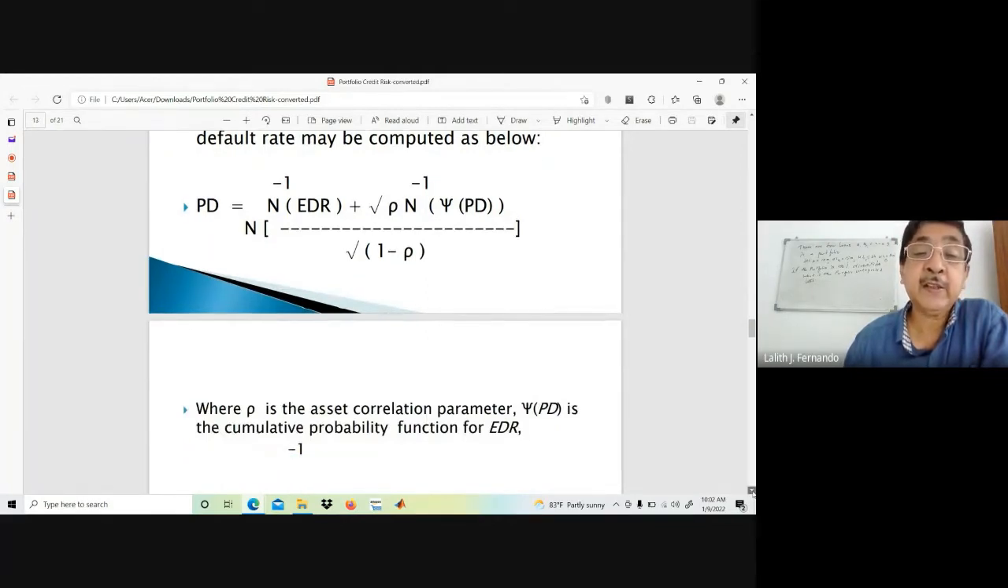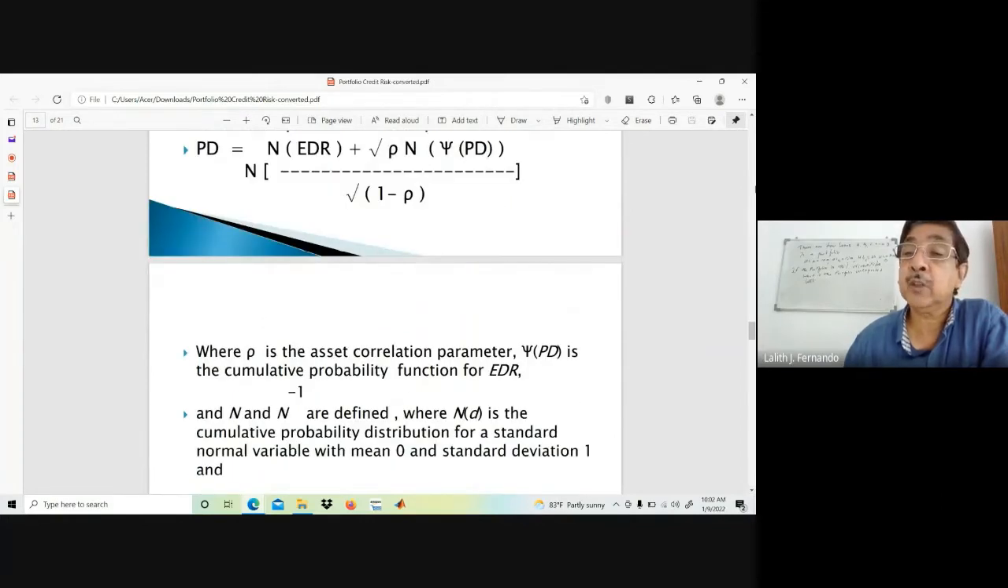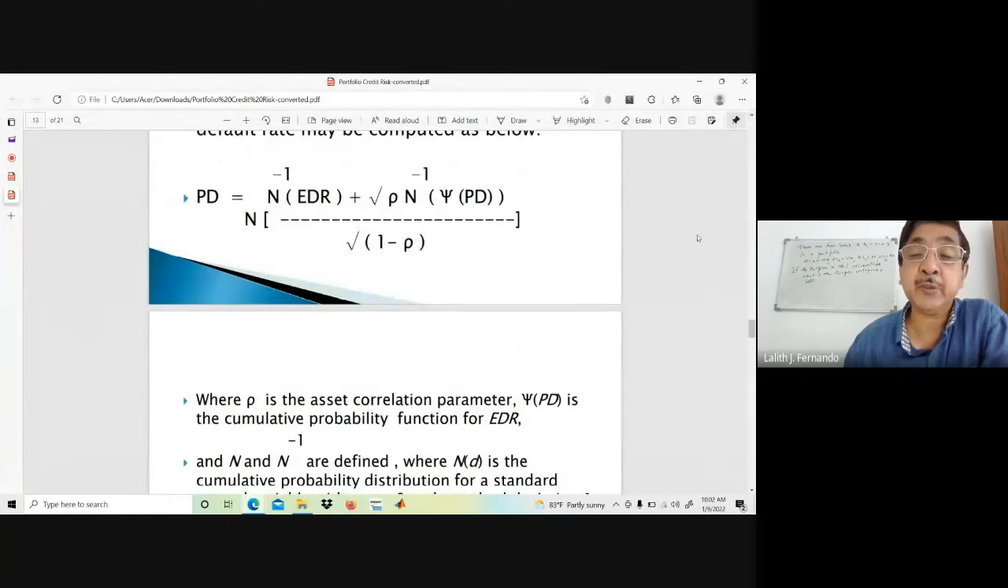Right, the things are described here. I will just put you through an example, then you will be in a position to understand this. Now this is the model. PD is equal to N within brackets, N to the power minus 1 of EDR plus square root of rho into N inverse 1 into theta PD, divided by square root of 1 minus rho.